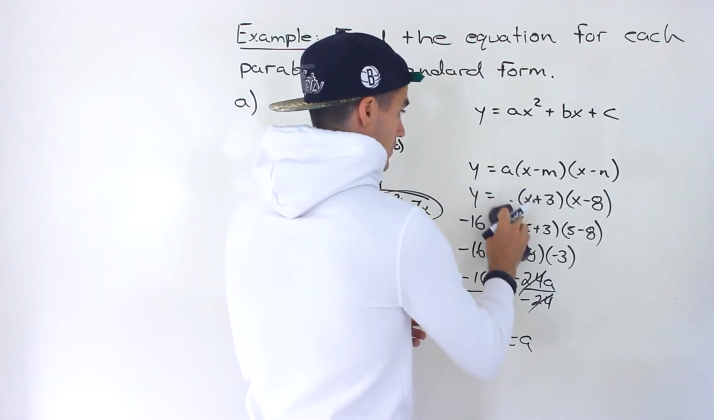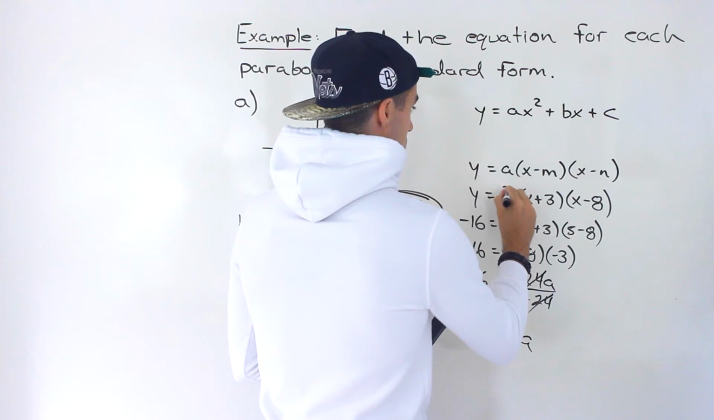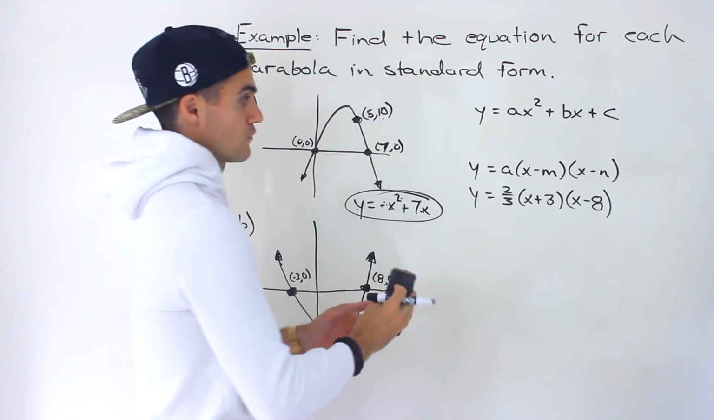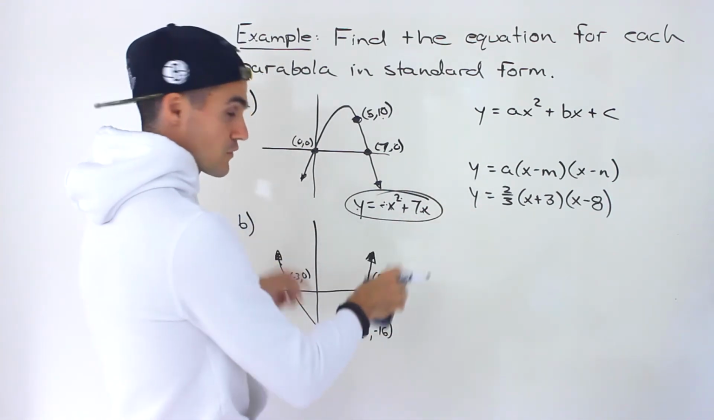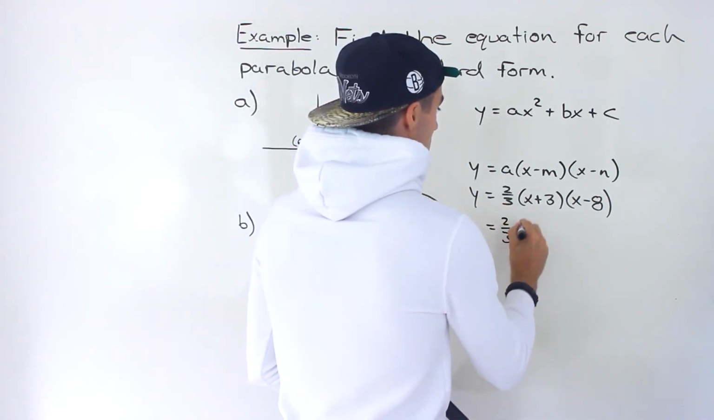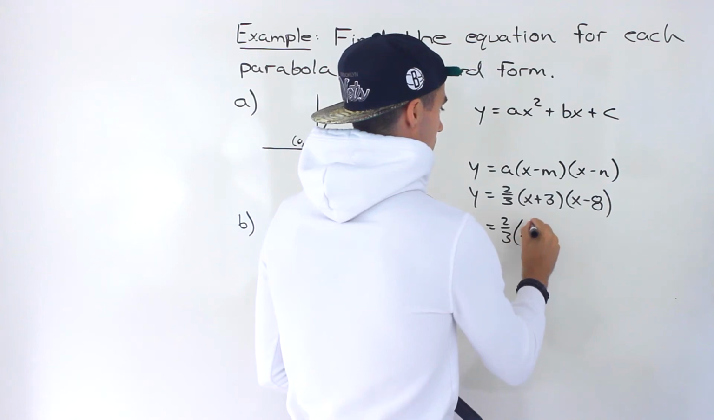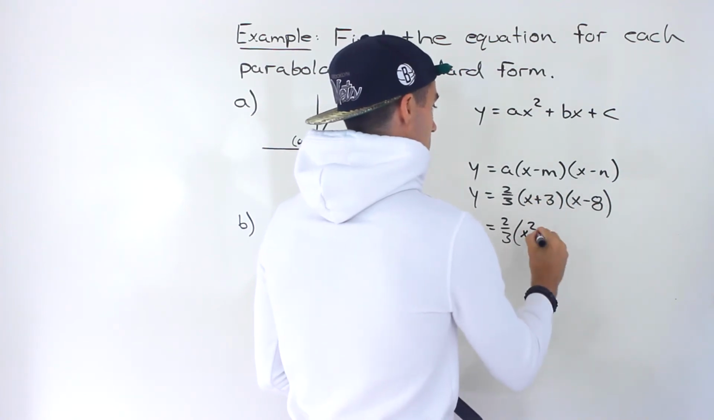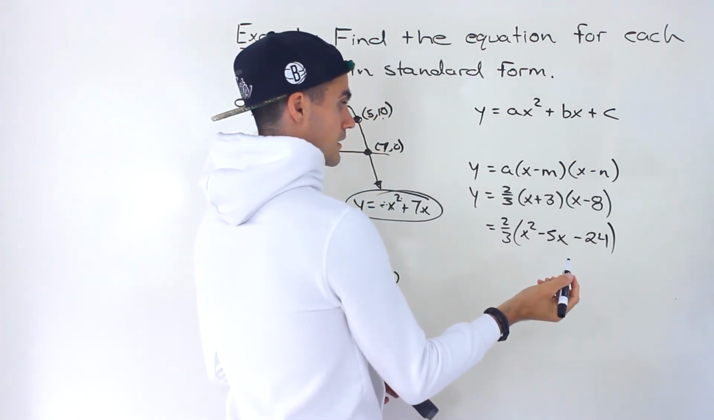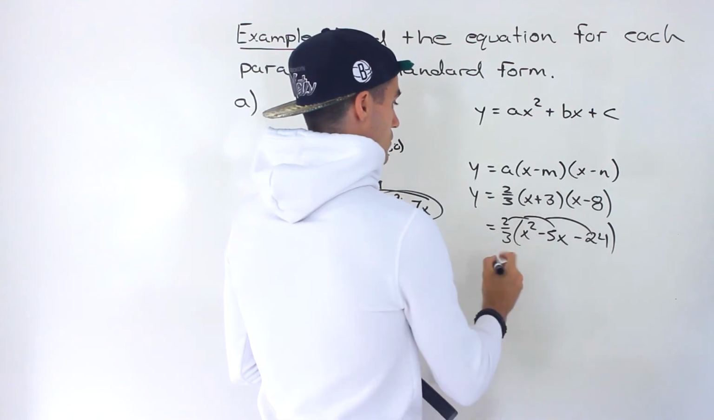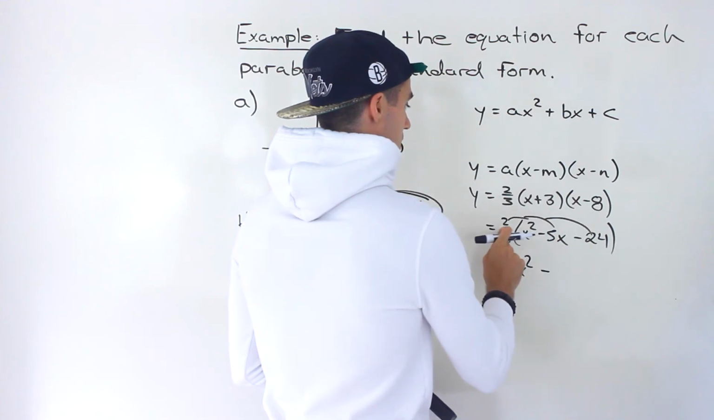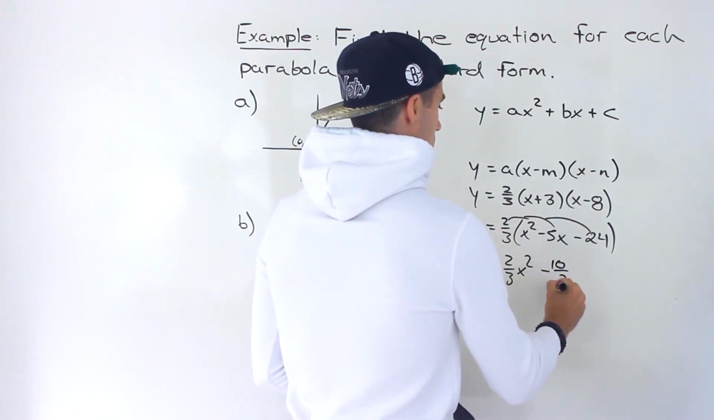So going back to here, this a value is 2 over 3. But we can't leave it in this factored form. Remember, they want it in standard form. We get it in factored form initially because of the information that we're given, but then we convert it to standard form. So what we would do is expand all this. So when you FOIL it out, it ends up being x squared. You'll have -8x plus 3x, which gives us -5x. Minus 24, like that. And then you could distribute the 2 over 3, so you end up with 2 over 3x squared minus 5 times 2 over 3 gives us 10 over 3 x.